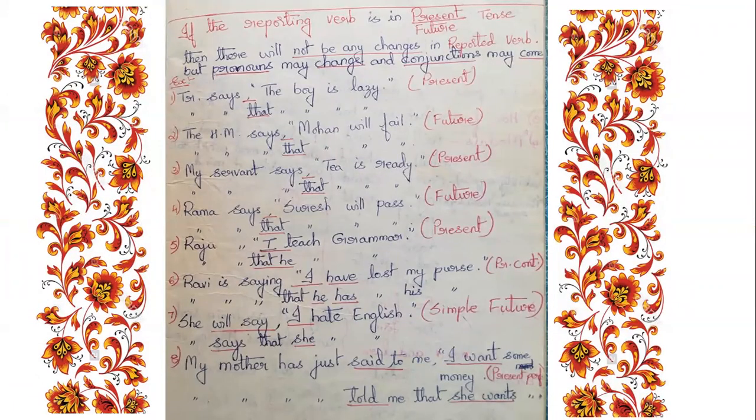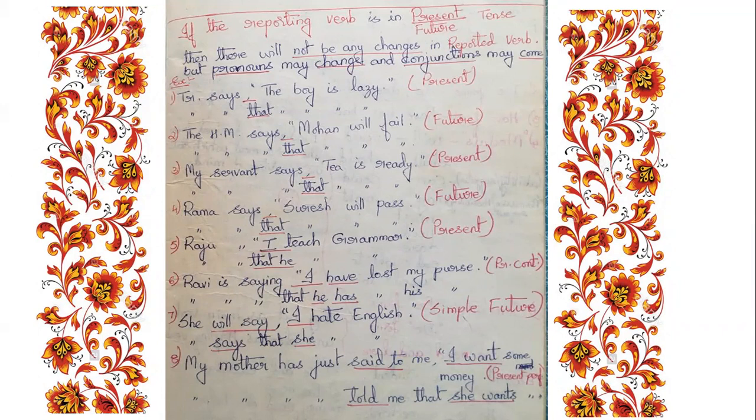Till now we have learned the reporting verb in past tense, and the certain grammatical changes we have observed. Now if the reporting verb is in present tense or future tense, then there will not be any changes in the reported verb. But pronouns may change and conjunctions may come. Pronouns only will change, okay? And the conjunction, the joining word, will appear.